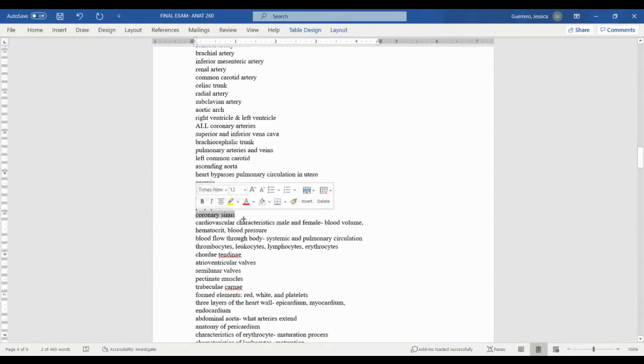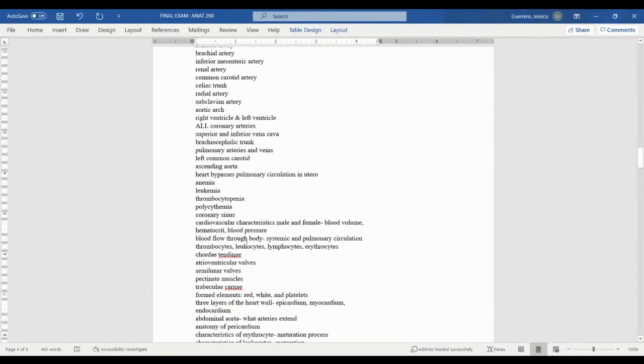This is a structure on the heart, the coronary sinus. Coronary tells me it's heart. You need to know the difference, the characteristics when you compare male and female versus blood volume, hematocrit levels, and blood pressure. And these are textbook numbers. That means that this is average, what we can expect. But again, if a female is much bigger than a male, then those numbers may be skewed. But these are just textbook.